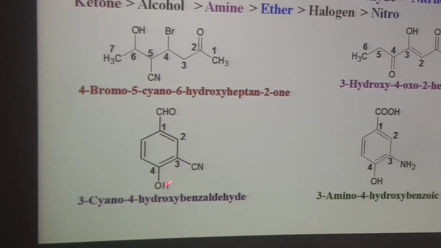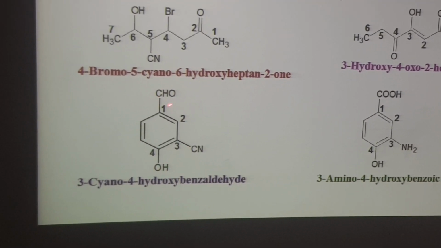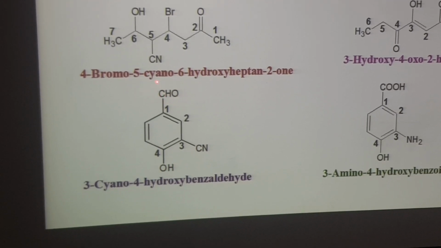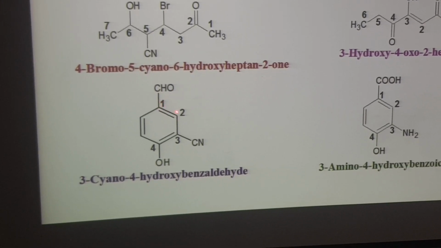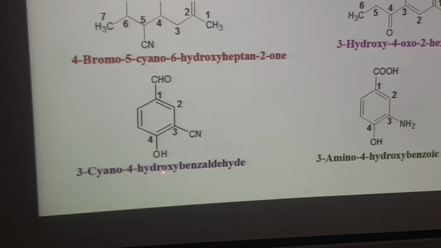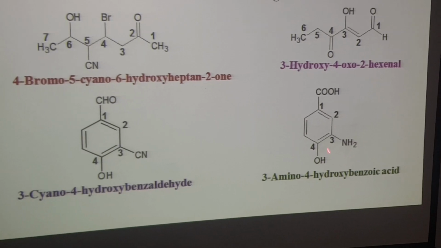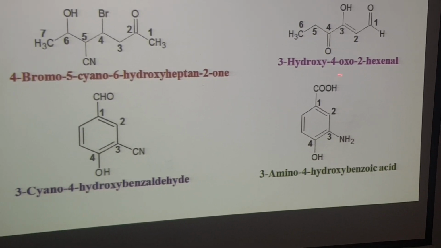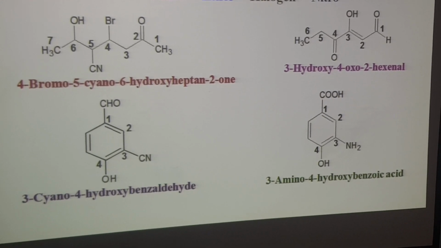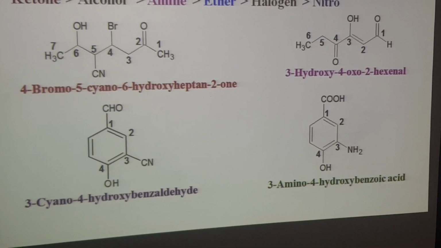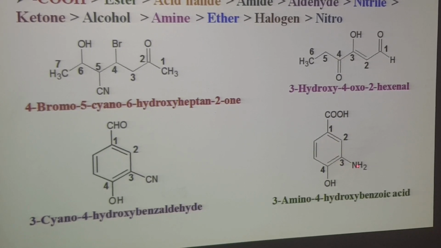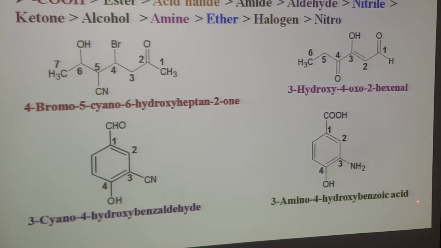So here we have a polysubstituted benzene. When we have an aldehyde group, cyano group and hydroxy group, we give priority to the aldehyde group. That's why numbering starts from this carbon. It is 1, 2, 3 and 4. The name of this molecule is 3 cyano, 4 hydroxy, benzaldehyde. Then we have an amino group, hydroxyl group and carboxylic acid. We give top priority to this carboxylic acid group. Here we can see that the carboxylic acid is the top priority functional group. So its name is 3 amino, 4 hydroxy, benzoic acid.